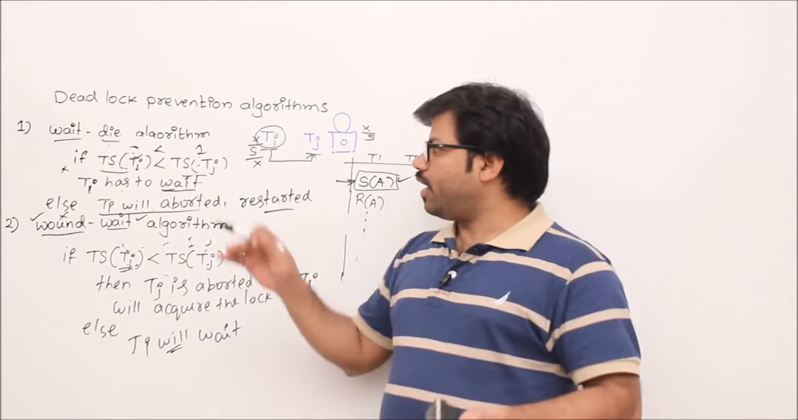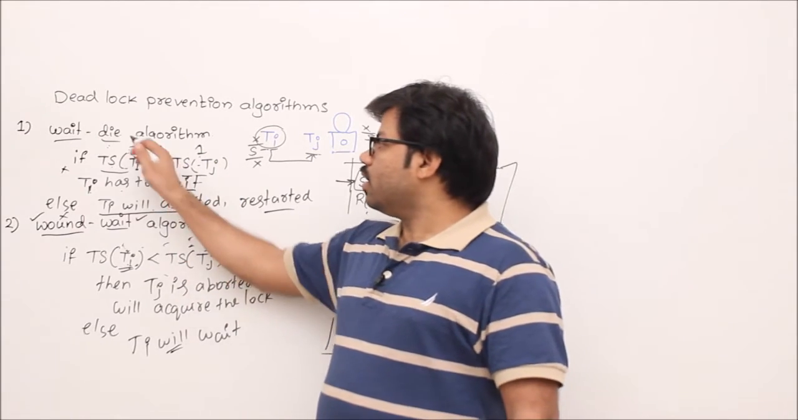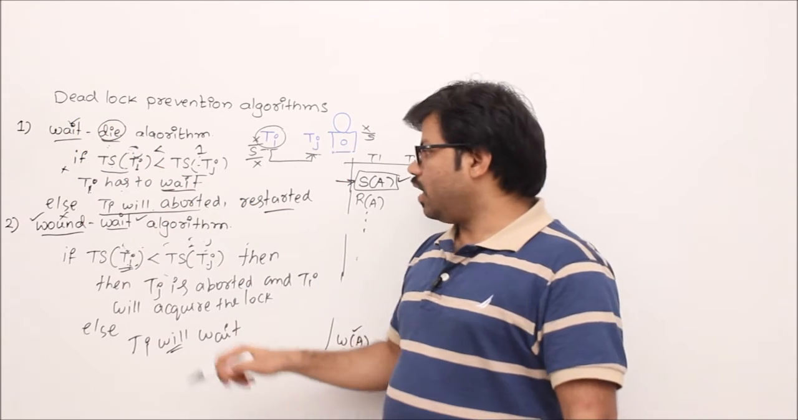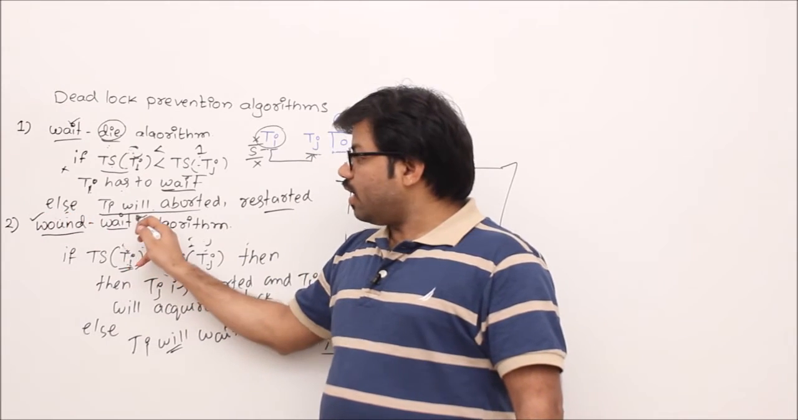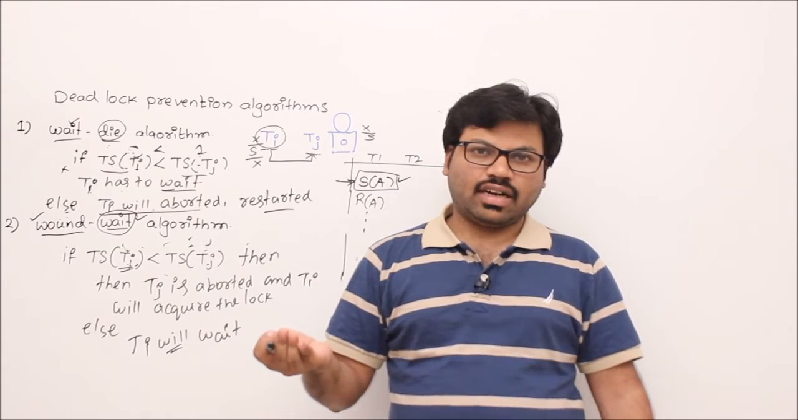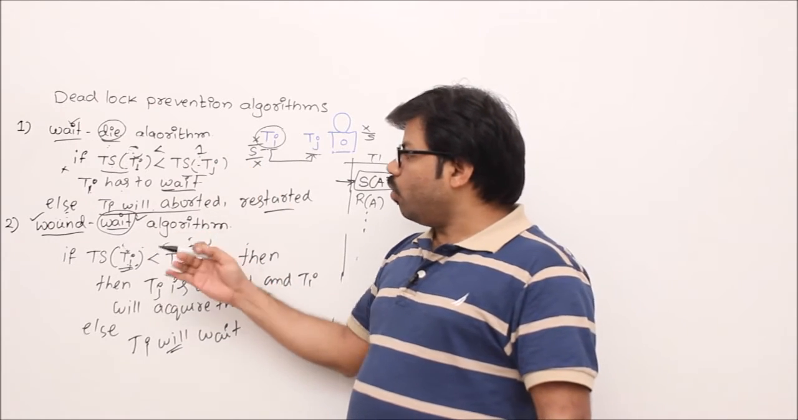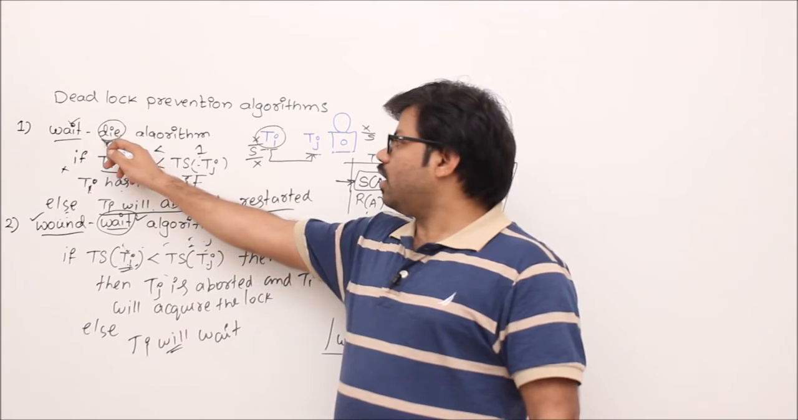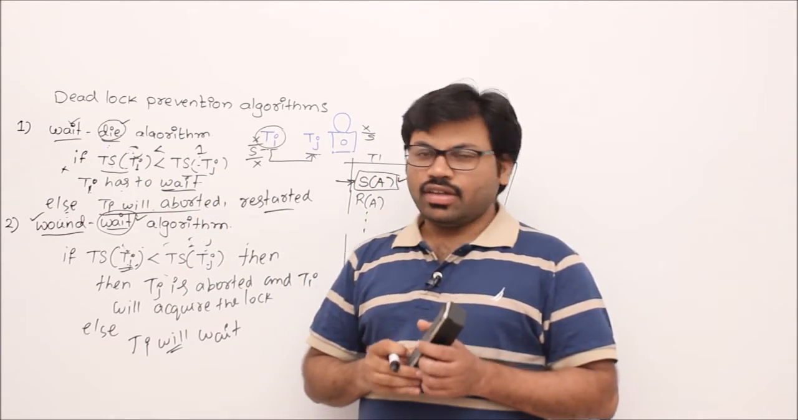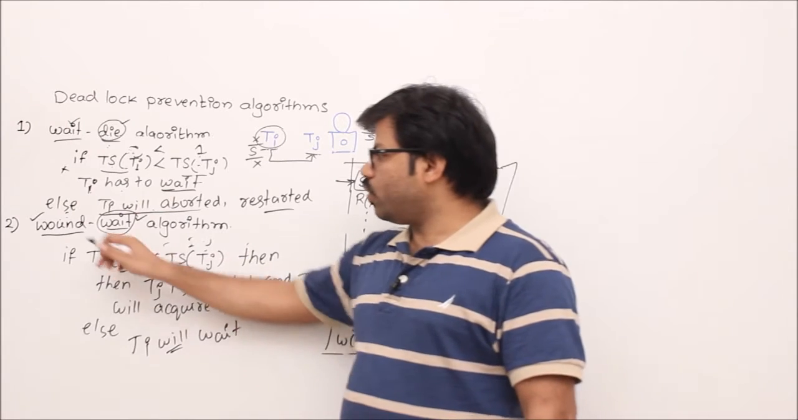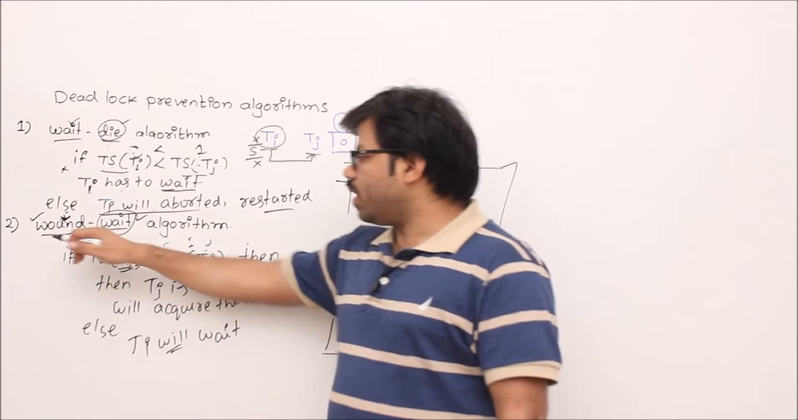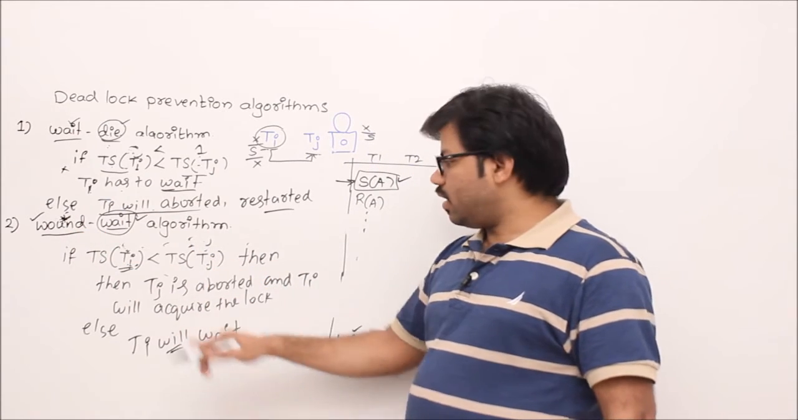We'll try to compare wait-die and wound-wait. In wait-die, the younger transaction dies and the older transaction waits. In wound-wait, the younger transaction waits and the older transaction cancels the other transaction. Understand? So in both of them, who is going to die? Here the younger transaction is going to die. In the wound-wait algorithm, who is going to die? Definitely the younger transaction, because whenever you take the decision to wound, whom are you wounding? TJ, correct? TJ is aborted.